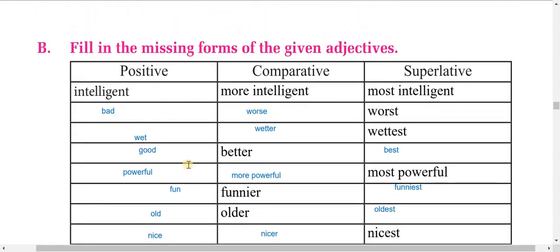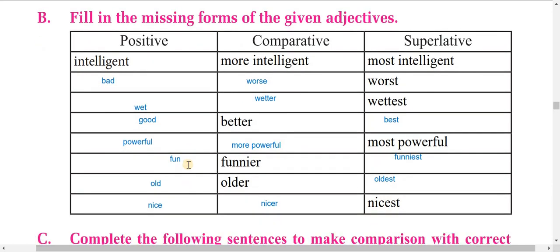Now see, so now let's match. Let's fill in the missing information. So I have already told you adjectives can be classified into 3 categories: positive degree, comparative degree, and superlative degree. So the first one is, let's say, intelligent, more intelligent, and most intelligent. Second one, bad, worse, and worst. So superlative degree and we have to find comparative degree and positive degree. Then third one, wet, wettest.